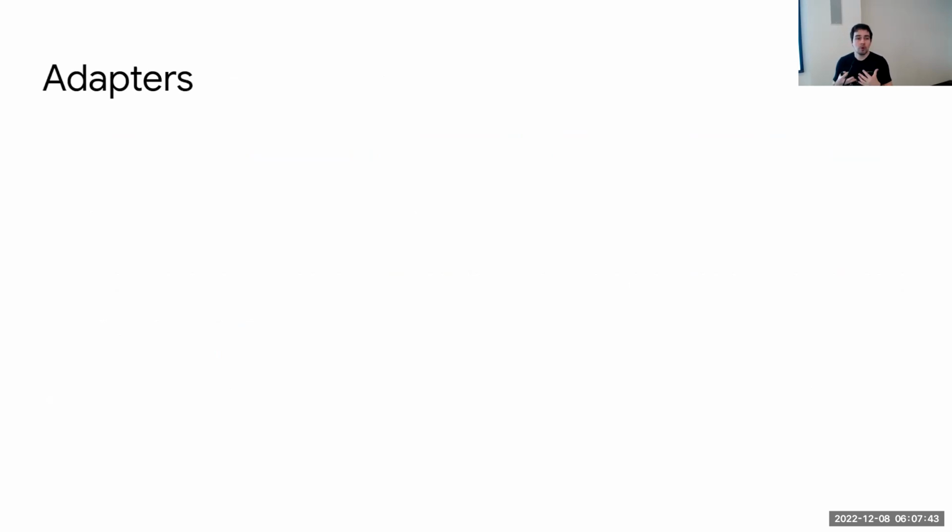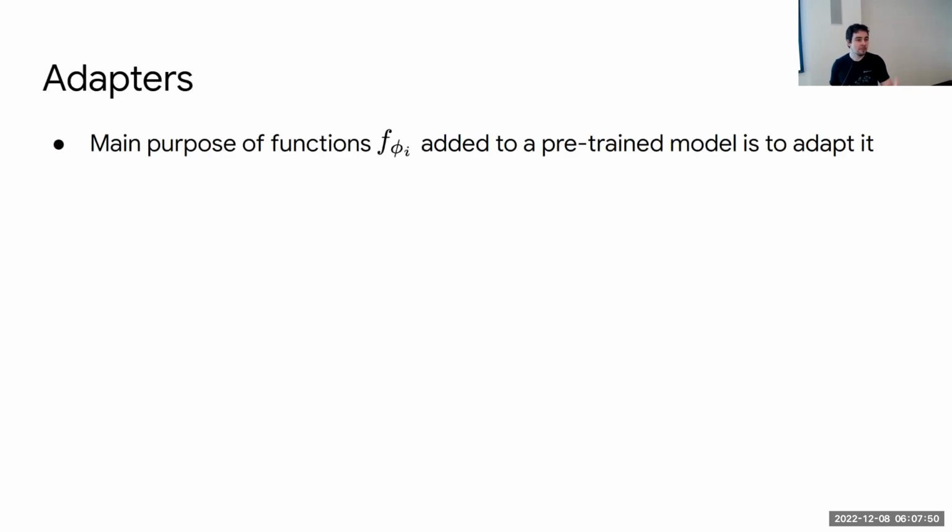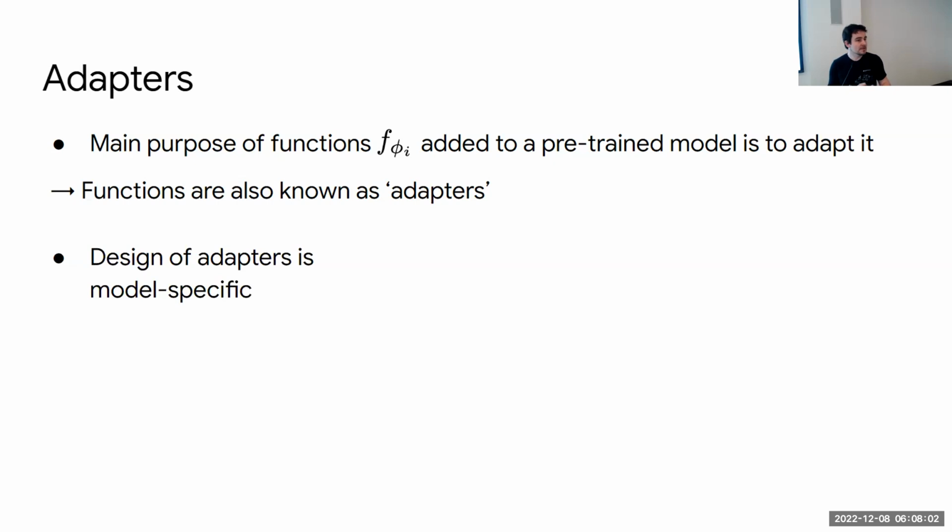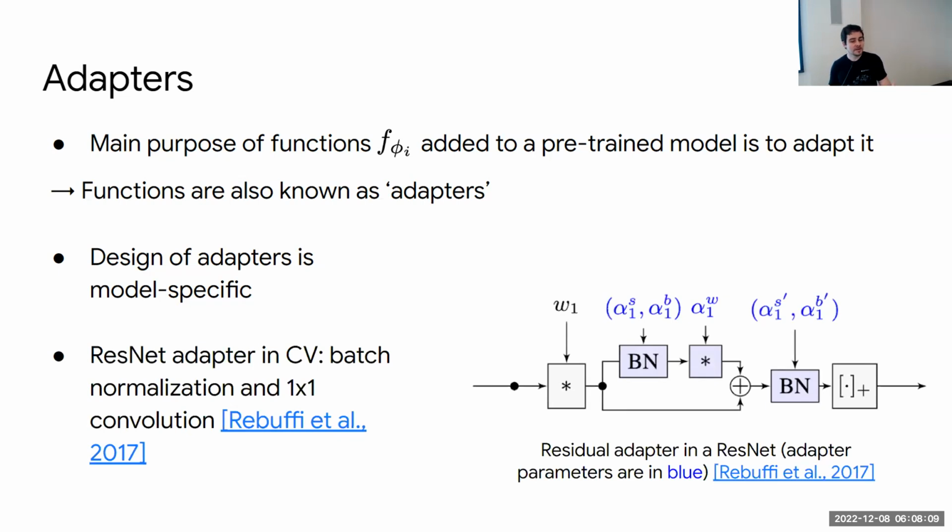The most prominent work in this setting of adding additional parameters to the model is one where the main purpose of these additional functions is to adapt the model to a downstream task. These functions are typically referred to as adapters. The design of these adapters is typically dependent on the architecture of the underlying model. One early set of adapters was proposed for computer vision, for standard ResNets.